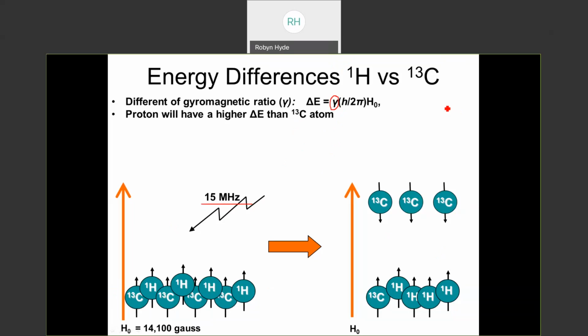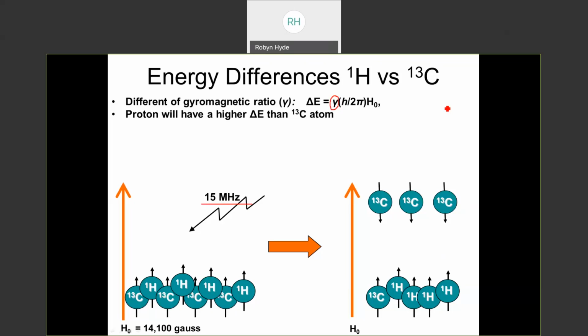My example here on this slide is, let's say I'm in a 14,000 Gauss magnet, so I have a 14,000 Gauss applied field. I have my chemical of interest, my unknown, within that field. If I irradiate with about 15 megahertz, that is going to flip the spin of the carbon-13 atoms. That is approximately the delta E value for carbon-13 atoms.